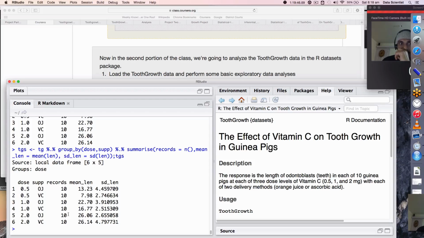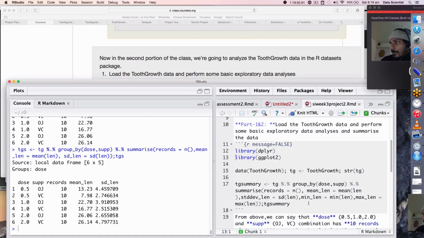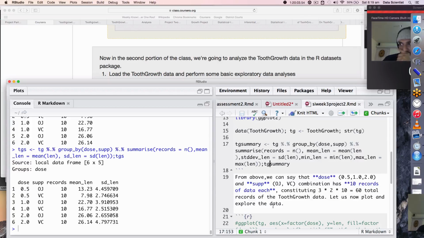Correct? So what I have done in my case, I've taken a couple of these inputs. You don't need to do exactly what I have done, because no one else has shown this table that I've seen. You may or may not, based on how you're understanding or how you want to do it. So from this above, we can say there are 10 records of each of the. Let me just knit it for you.